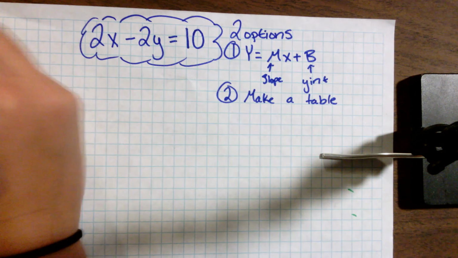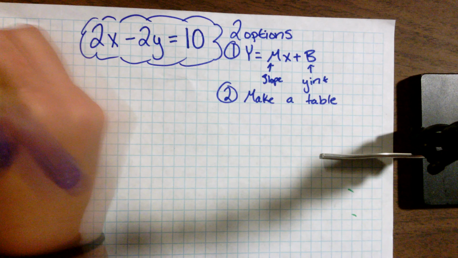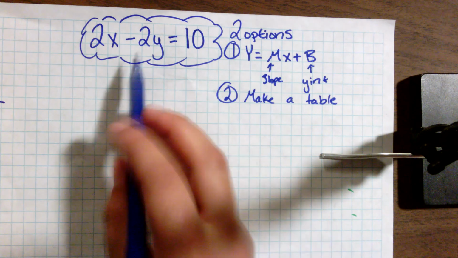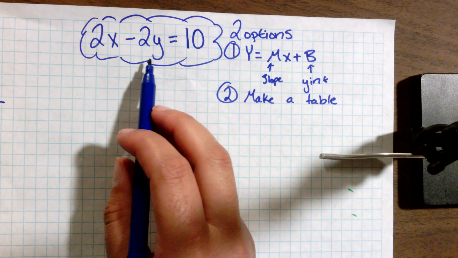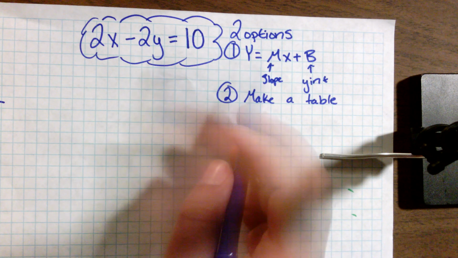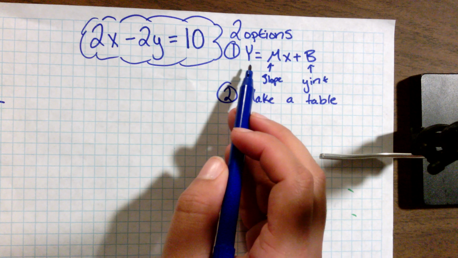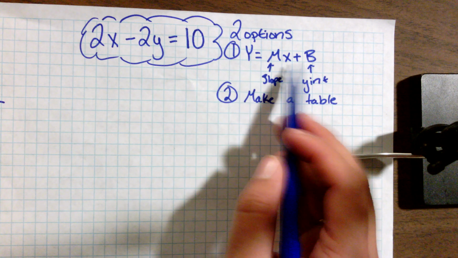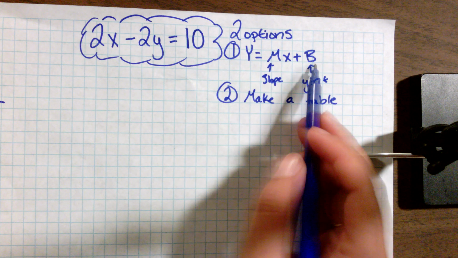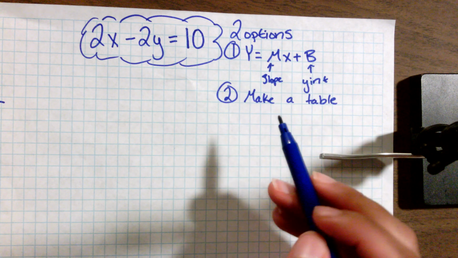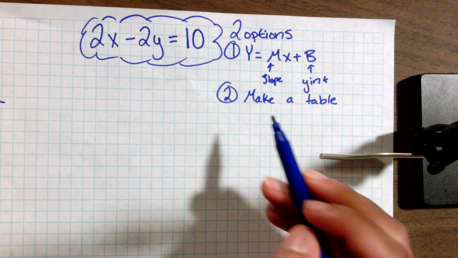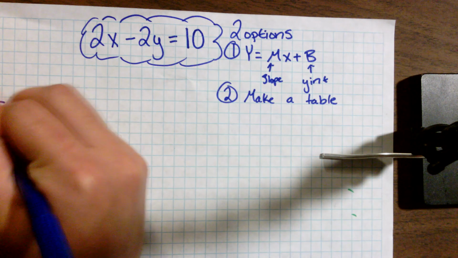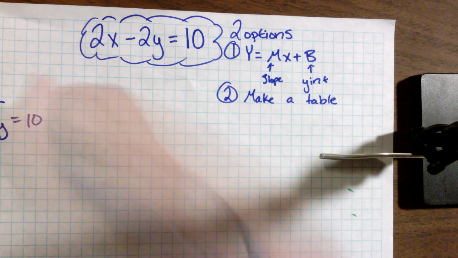So option one, if you want to use the slope-intercept form shortcut, you totally can. You just need to take the standard form equation and rewrite it so that y is by itself. Once y is by itself, you can use this shortcut. Whatever number is multiplied by x is your slope, and whatever number is being added or subtracted at the end is your y-intercept.